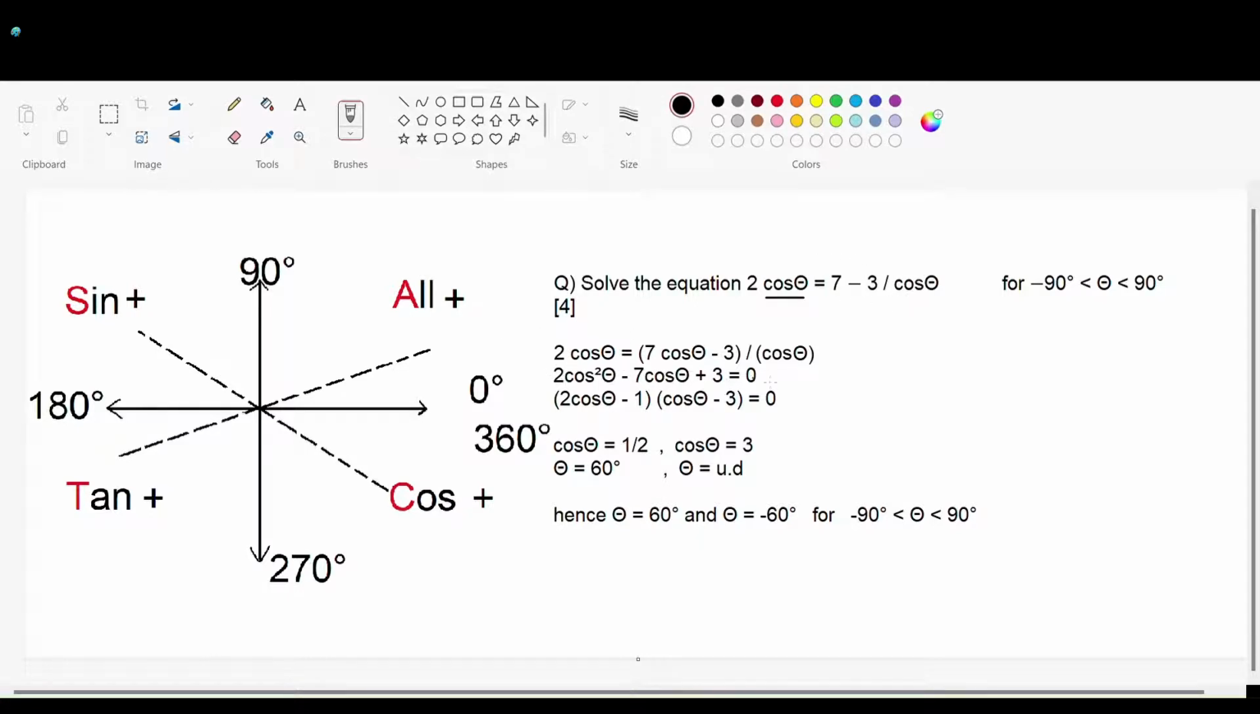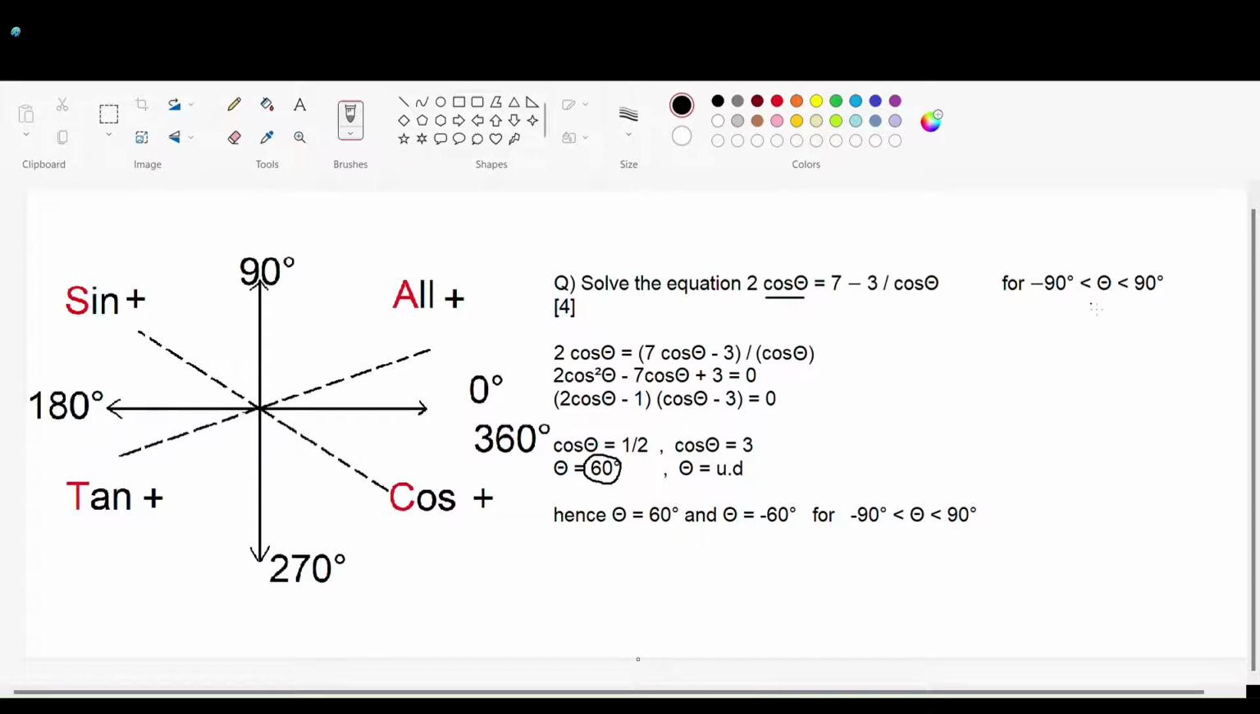After we have simplified it, we will get a quadratic equation. After solving it through middle term breaking, or you can solve it on your calculator, we get 2 cos theta minus 1 is equal to 0 and cos theta minus 3 is equal to 0. So we will get two values of cos theta. The first value of cos theta would be cos inverse half, which is 60 degrees, and the second value would be cos inverse 3, which would be undefined or math error because it is greater than 1. So we would use only theta is equal to 60 degrees.